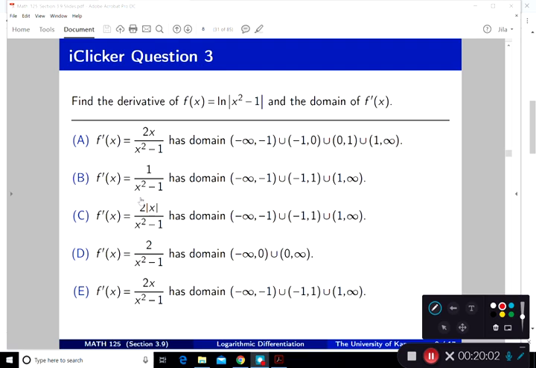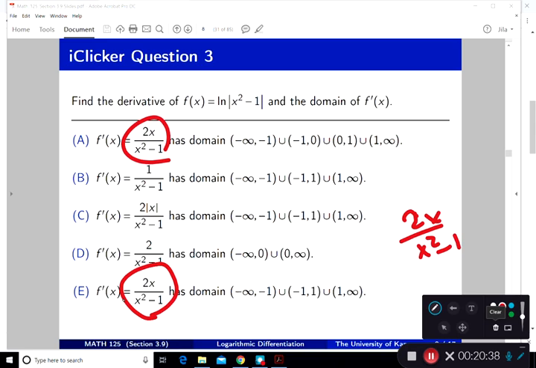So what would the domain be in this case? Let's think about it. 2x over x squared minus 1. What makes this not exist? When the denominator is 0. The denominator is 0 at 1 and negative 1, so we have to exclude 1 and negative 1. And so what are the options in here? We see the options. We had 2 options where the derivative was correct. Now out of the 2 options, one of them has the right things taken out. You don't need to take 0 out over there. And so that's the answer.